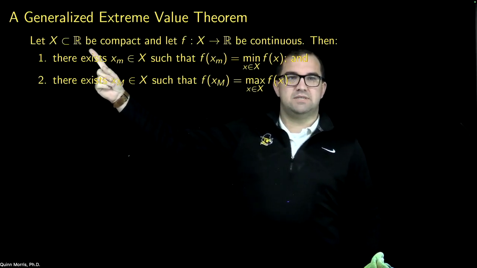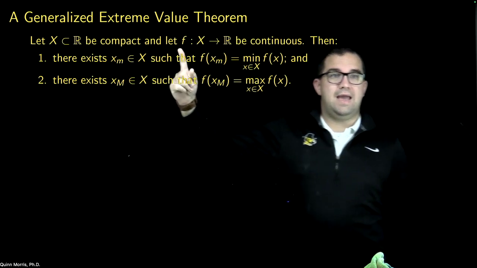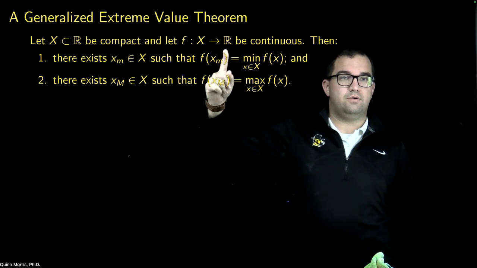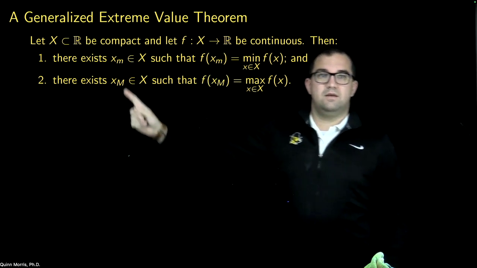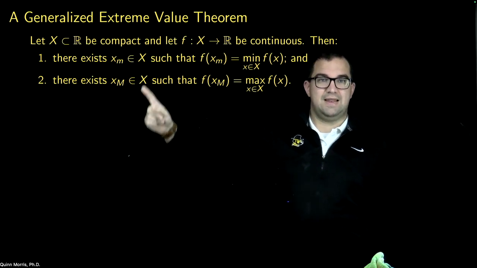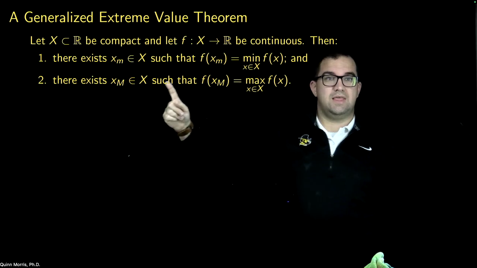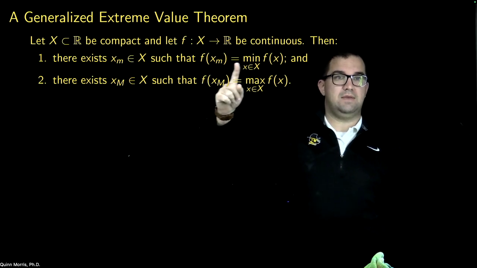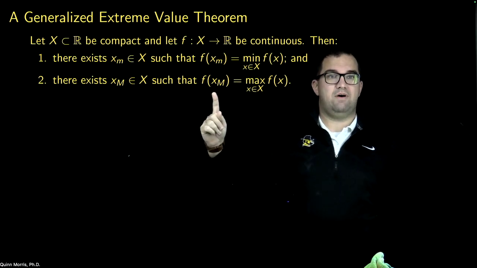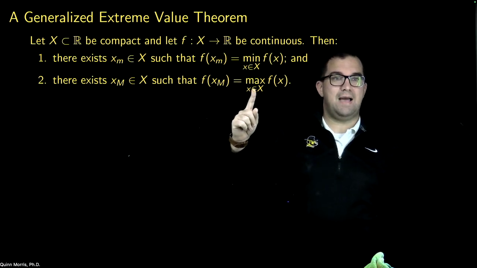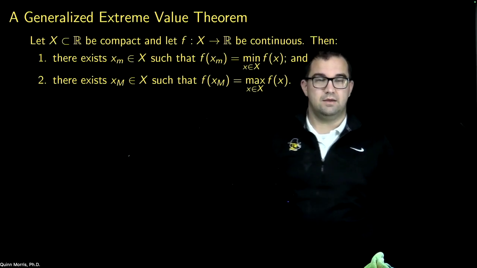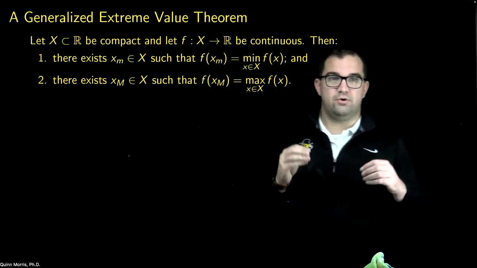So let X be a subset of R, which is compact, and let f be a continuous function from that compact subset of R into R. Then there exists an x sub little m and an x sub capital M, both in my set X, such that f of x sub little m is equal to the minimum value of my function over the compact set, and f of x sub capital M is equal to the maximum value of my function over the compact set X. Okay, so this is the general theorem that I want to prove.